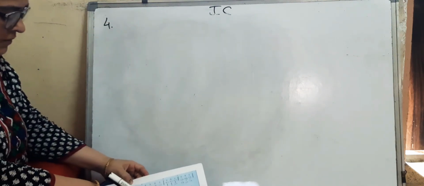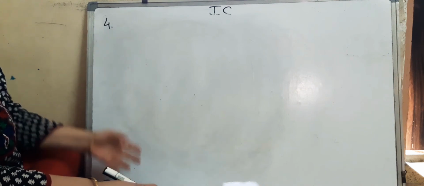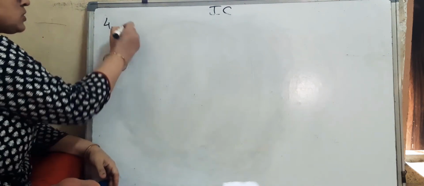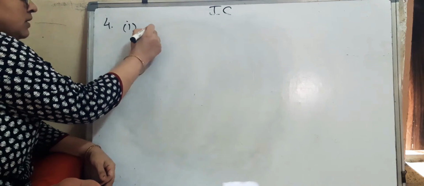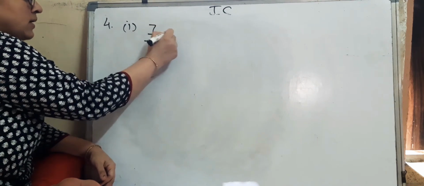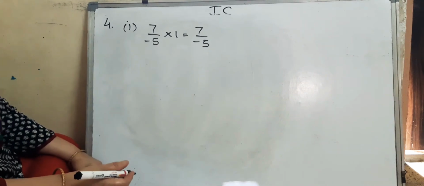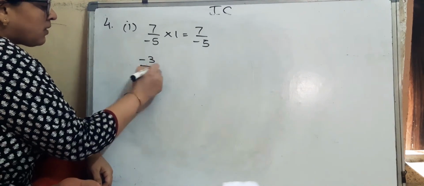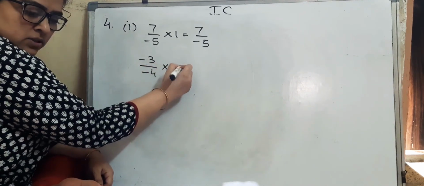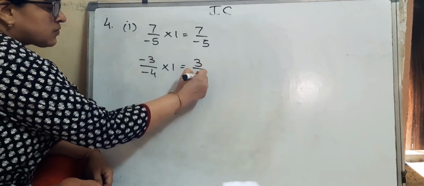Multiply each of the rational number given below by 1. It is very easy. Now first one is here, multiply with 1. So 7 upon minus 5 into 1. So same answer, 7 upon minus 5. Same answer. Now minus 3 upon minus 4, and that is 1, minus by minus is plus, then it is 3 upon 4.